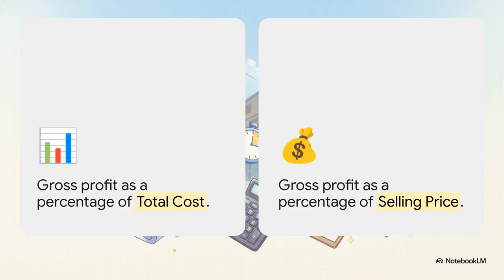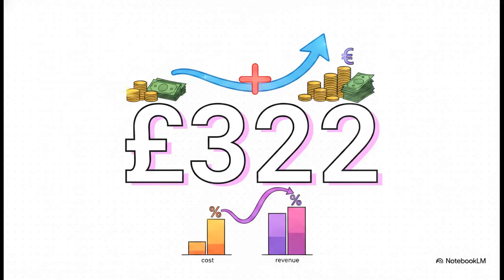Markup expresses your profit as the percentage of your total job cost. Margin expresses your profit as a percentage of your selling price. Mathematically, they are very different animals. Let me prove it to you. Imagine a job costing £1,078 that we sell for £1,400. That's a flat gross profit of £322. If we divide that £322 by our £1,078 cost, we get a 29.9% markup. But divide that exact same profit by our £1,400 selling price, and it's a 23% margin. It's the exact same amount of money, but vastly different percentages depending on what you're anchoring to.